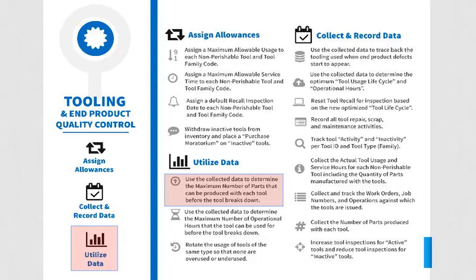You'll use the data that you've collected to determine the maximum number of parts that can be produced with each tool before it breaks down. Use that collected data to determine the maximum number of operational hours that the tool can be used before the tool breaks down, and rotate the usage of tools of the same type so that none are overused or underused.